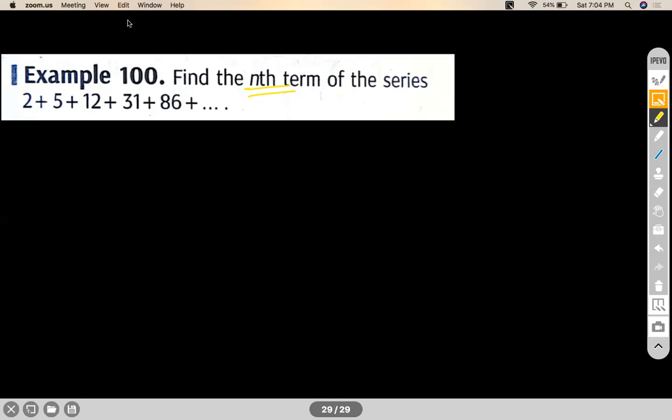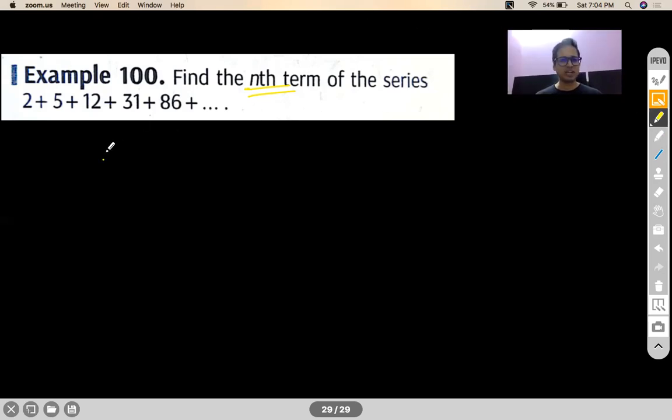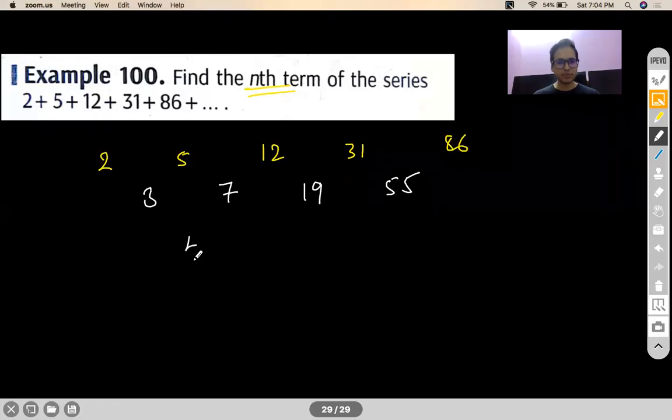Done? Anybody? All right, just try to identify here. 2, 5, 12, 31, 86. Let's take the difference. 3, 7, 19, 55. Then again 4, 12, 36. Now here we caught it as a GP, GP with R equal to 3.